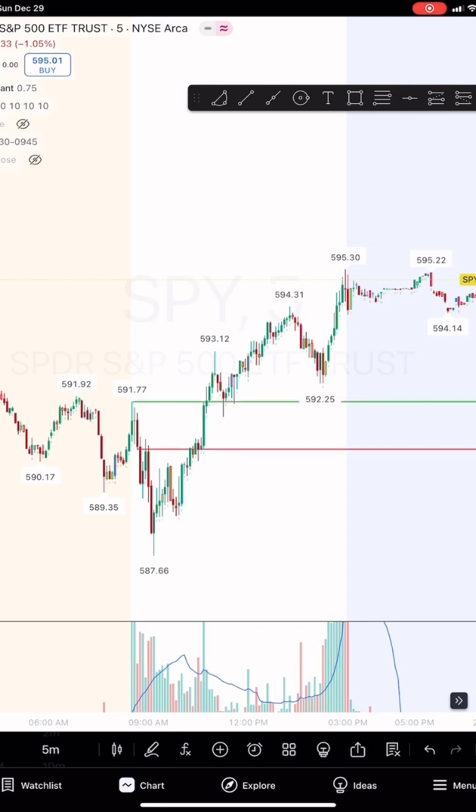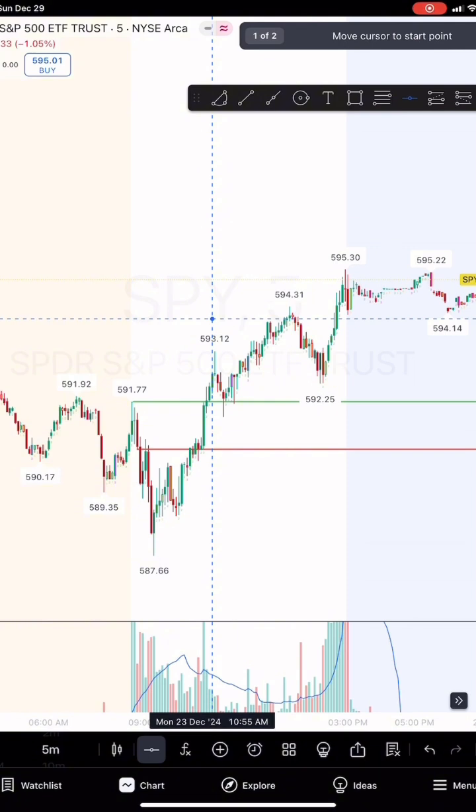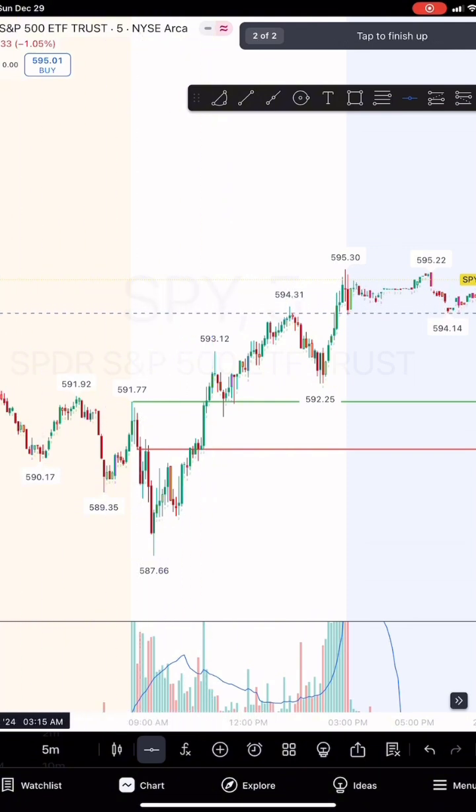I have the indicator for this already, so I'm just going to turn it on. As you can see, the green level marks the 15-minute high and the red marks the 15-minute low. You need to let the first 15 minutes of the trading session pass before marking these levels.